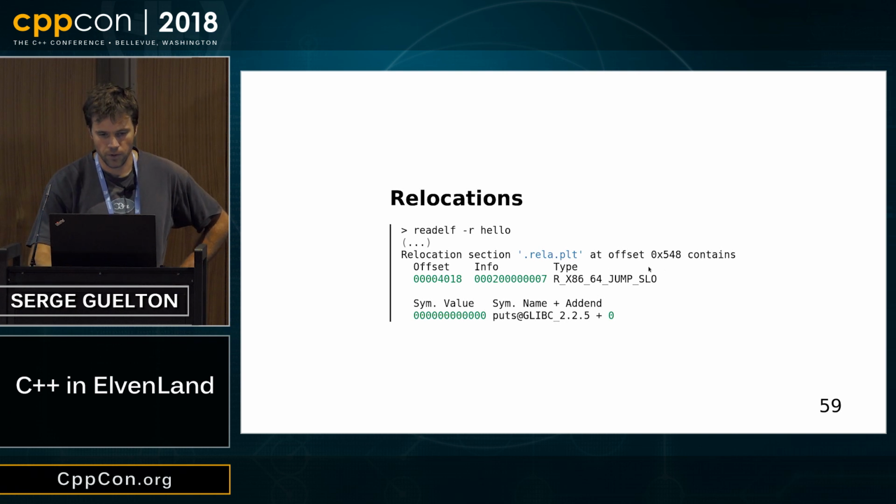So if I use readelf for the relocation information, I've got a table, and it says, okay, this offset here, that's an offset in the binary. At that point, I need to put the value of puts. And if I look at my binary at that address, I've got a 0.